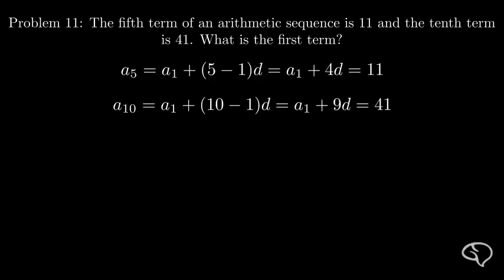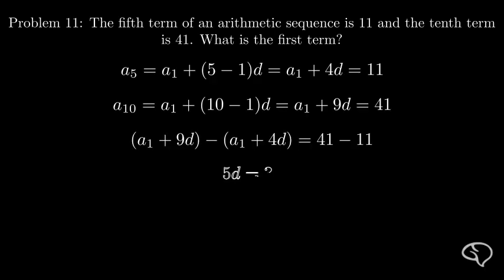Now we can solve this system. A simple way is to subtract the first equation from the second. Subtracting the equations gives us 5d equals 30. Dividing by 5, we find that the common difference, d, is 6.